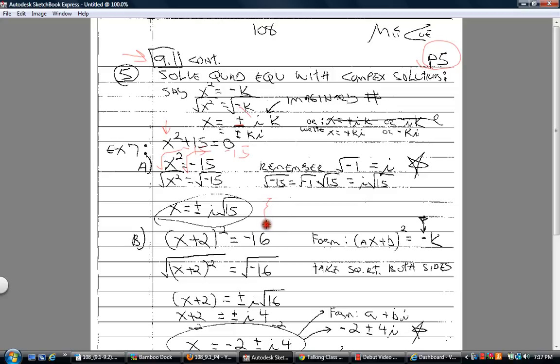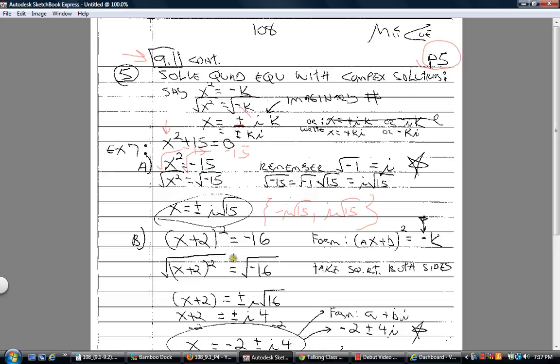Now, in MyMathLab, you give the brackets: negative i times the square root of 15, comma, positive i times the square root of 15, with the brackets. Just make sure you understand that in MyMathLab, you can't use the plus or minus sign.